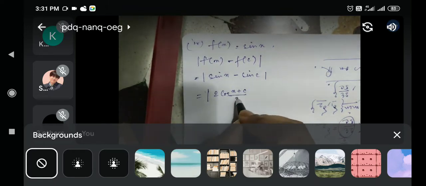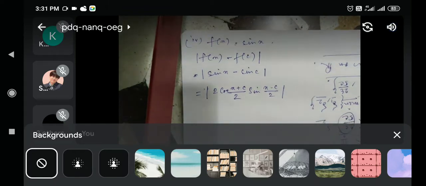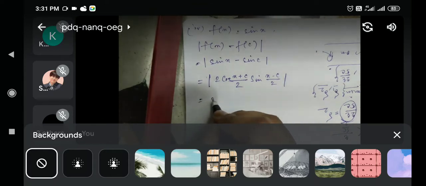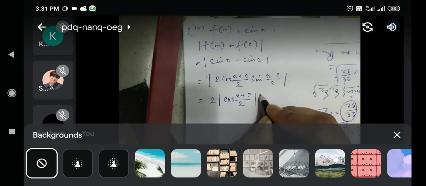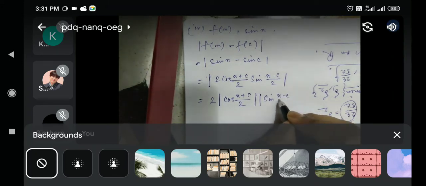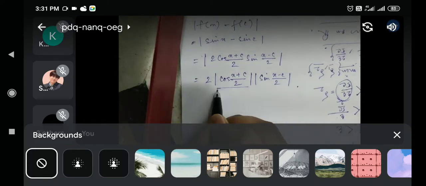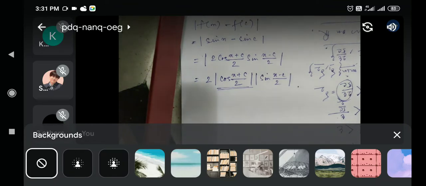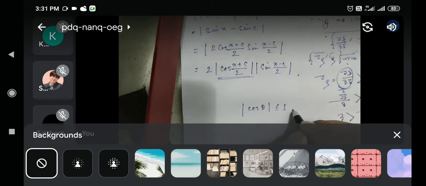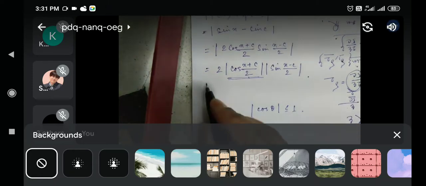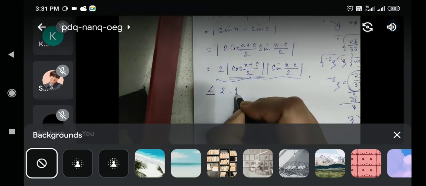2 cos((x+c)/2) sin((x-c)/2). So 2, then |cos((x+c)/2)| into |sin((x-c)/2)|. Okay. Now we can use the formula that cos theta is always less or equal to 1, right? We know that cos theta, sin theta, these are always less or equal to 1. So we are using it over there. So we can write this whole quantity will be less or equal to 2 into 1.